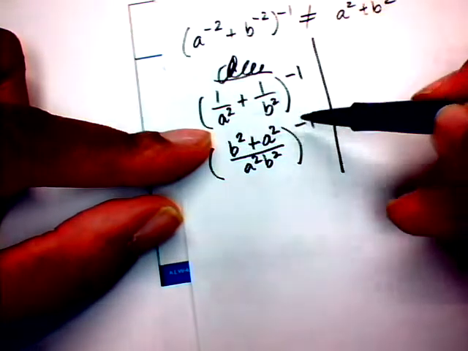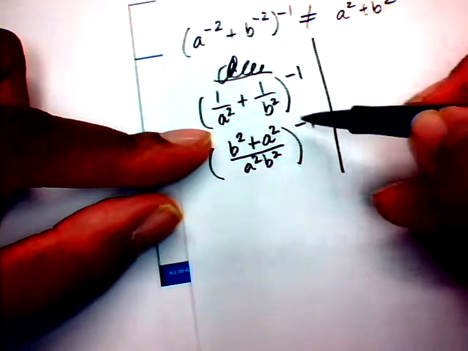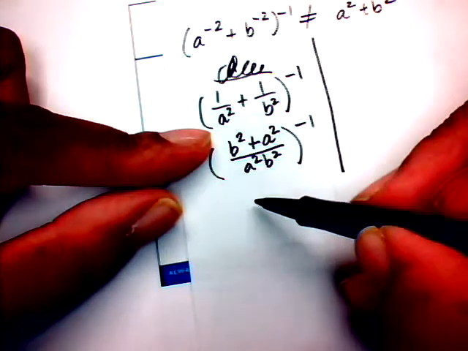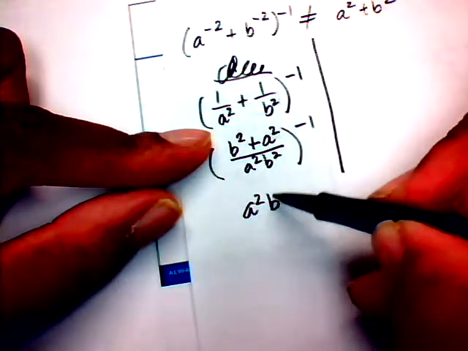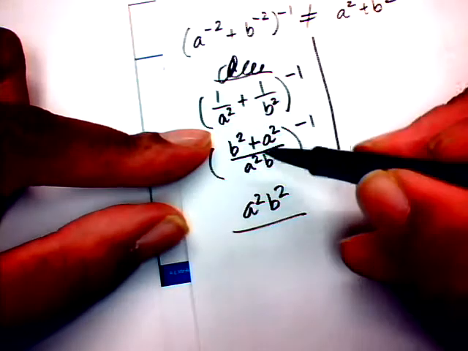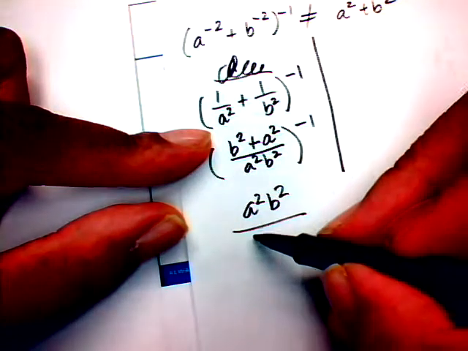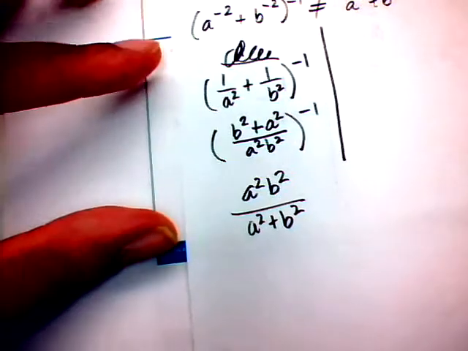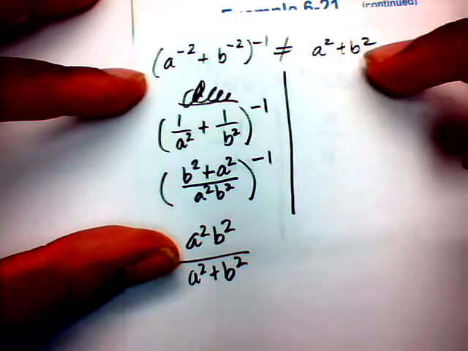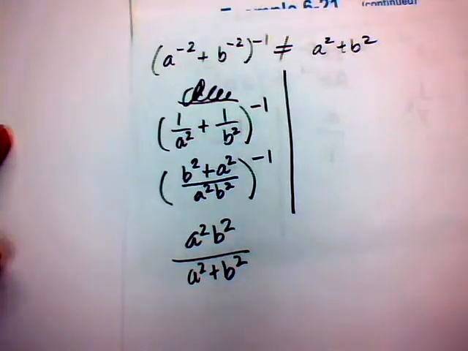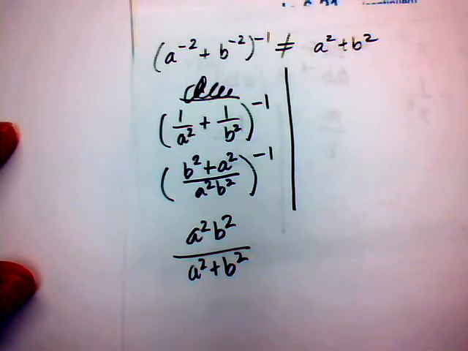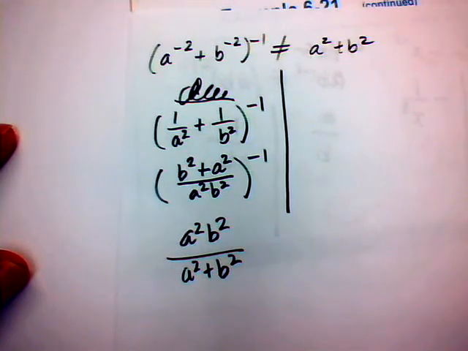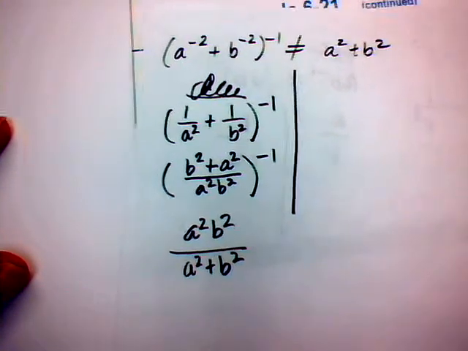Now, I can change this to a positive 1 power by taking the reciprocal. So this will be a squared b squared over, let's say this, b squared plus a squared, that's the same as saying a squared plus b squared. I'll write it like that. And as you can clearly see, this is not the same as this. Okay? So you can see a to the negative 2 plus b to the negative 2, that quantity to the negative 1 does not equal a squared plus b squared.